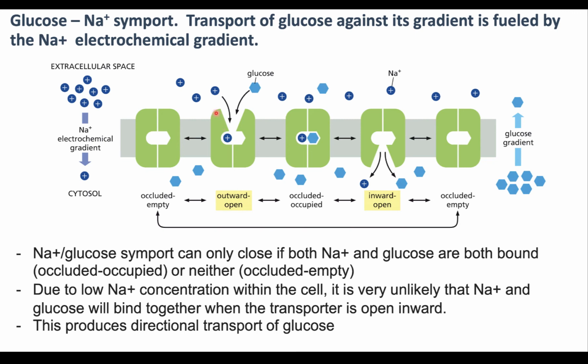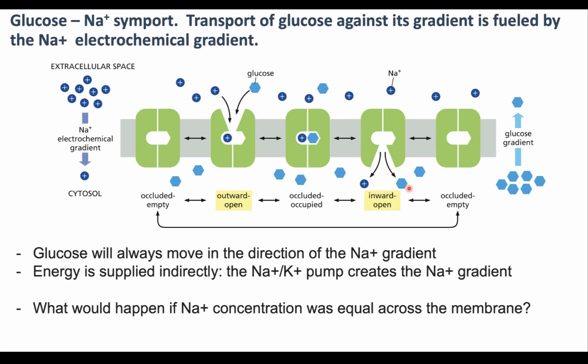Sodium concentration is high outside the cell, and because of that high sodium concentration, this is the only side where we are likely to have binding of both sodium and glucose. Sodium and glucose both binding triggers a conformational change, and we get inward transport of sodium and glucose, sodium down its concentration gradient, glucose up its concentration gradient. In this case, glucose will always move in the direction of the sodium gradient.